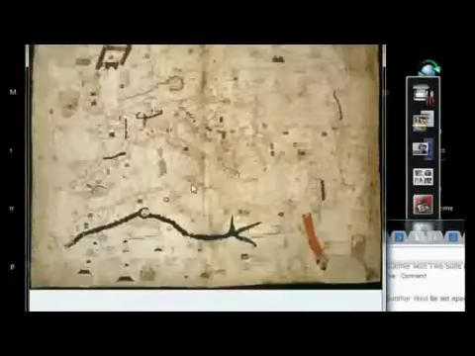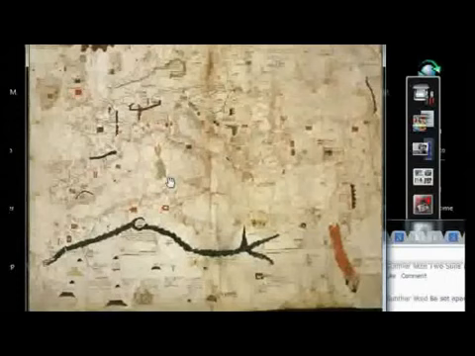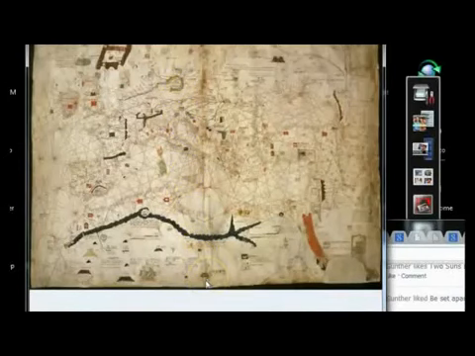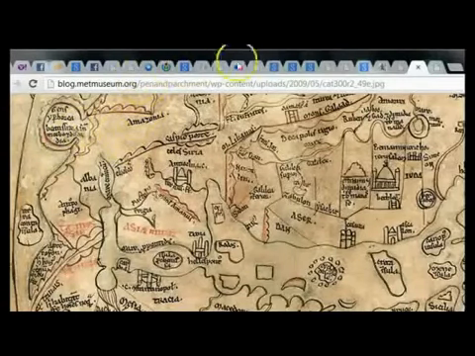Okay. You can see, once again, pretty good map. Again, this is from Angelino Dulcert, from, I think it's around 1330 on this one. Okay, I'm just going to flip to the next one. Well, I couldn't leave out this one.